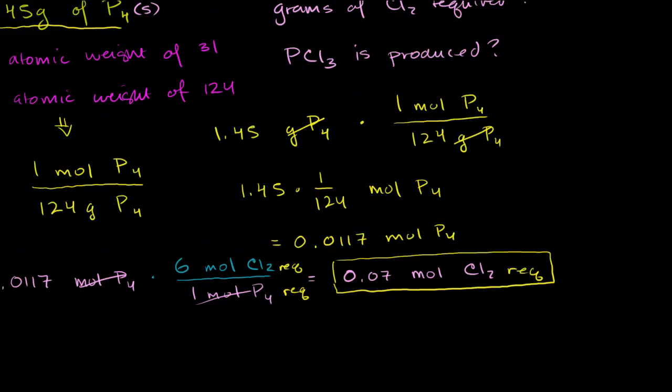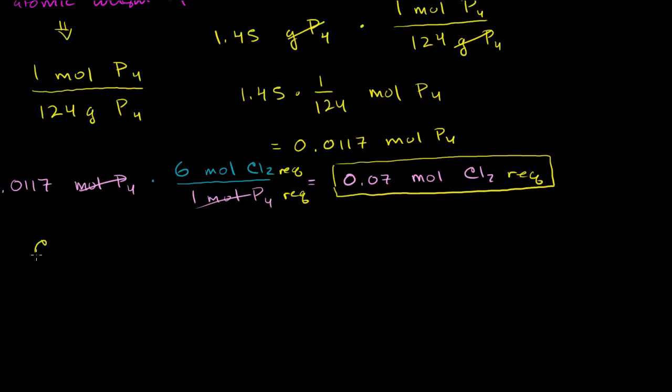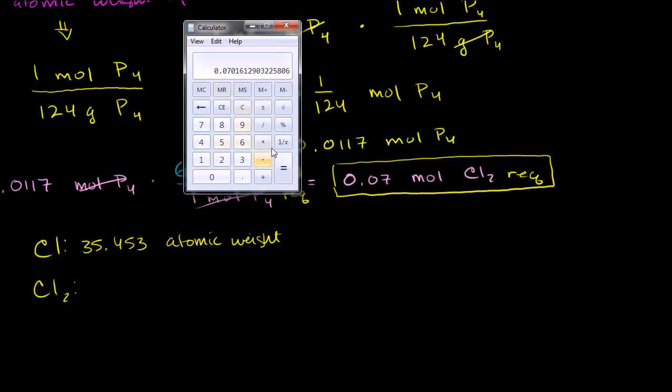Chlorine right here has an atomic weight of 35.453, the weighted average of all of the isotopes of chlorine on Earth. So molecular chlorine gas, which has 2 atoms, is going to have twice that. So I could do it in my head. It's going to be right about 70.9. I'll just use the calculator. I don't want to make a silly math mistake.